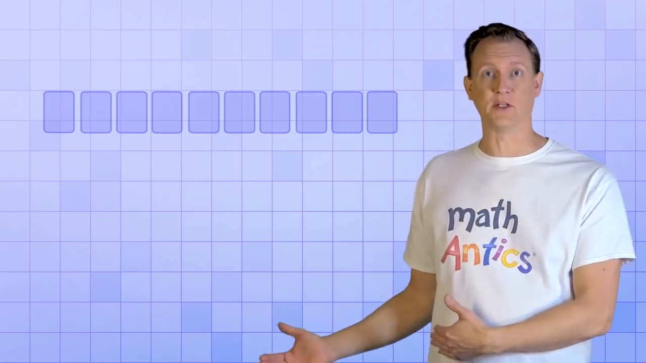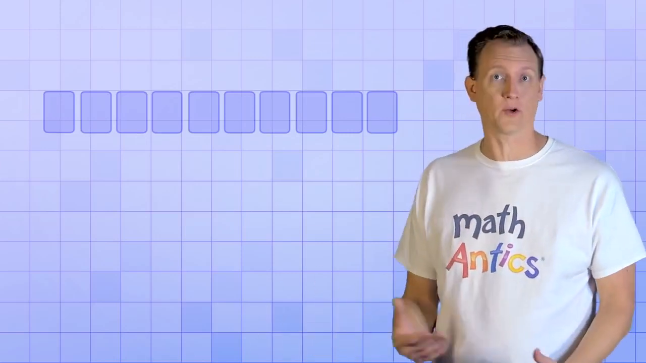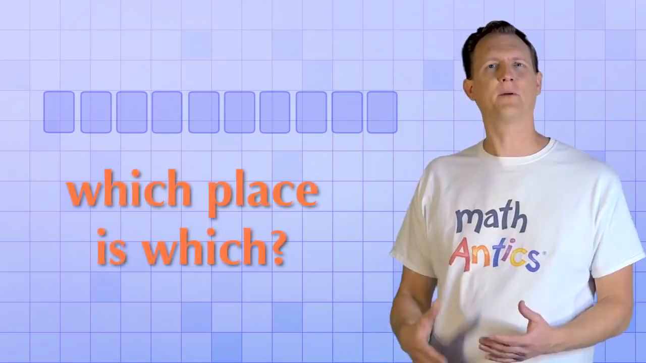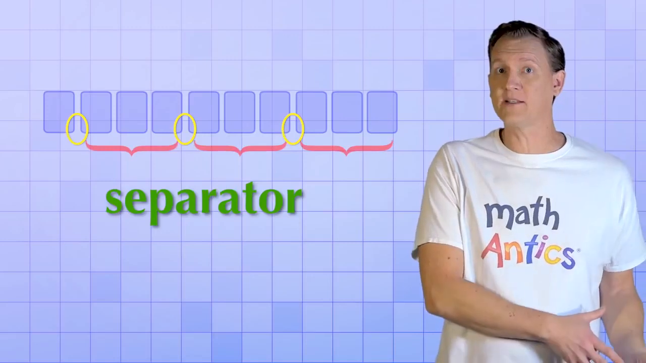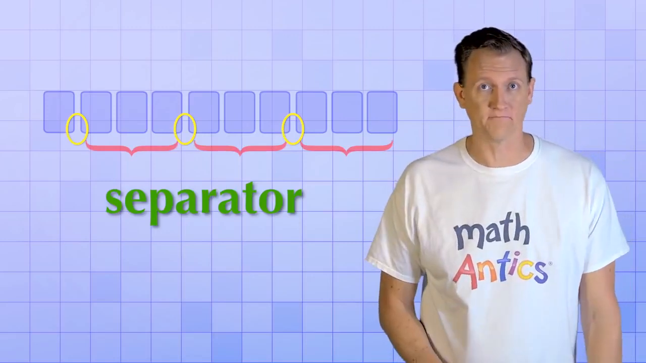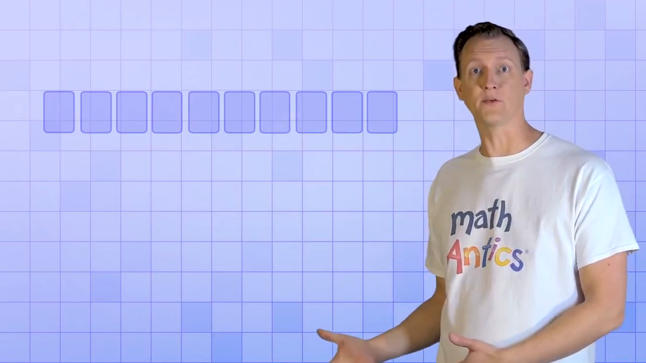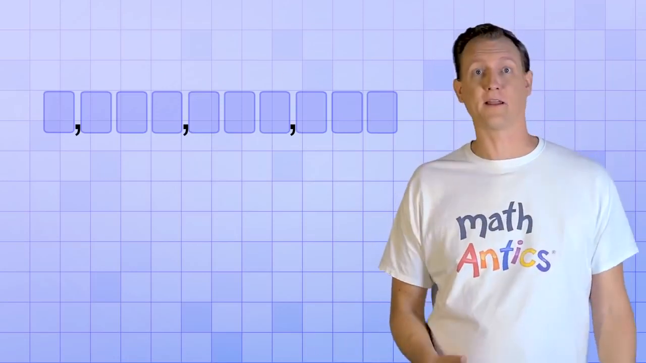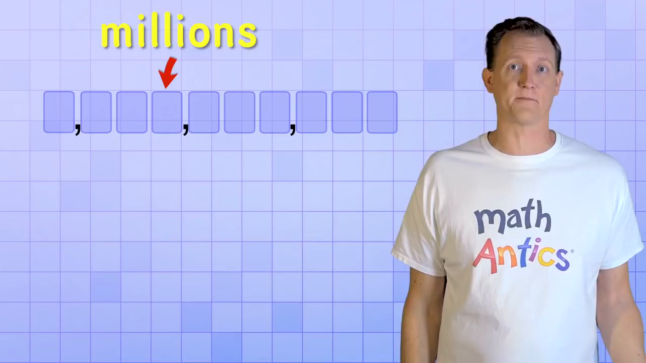Oh, and you may notice that when we get a lot of number places next to each other like this, it's a little hard to quickly recognize which place is which. That's why many countries use some kind of separator every 3 places to make them easier to keep track of. For example, in the US, we use a comma every 3 number places to make it easier to identify things like the thousands place or the millions place.